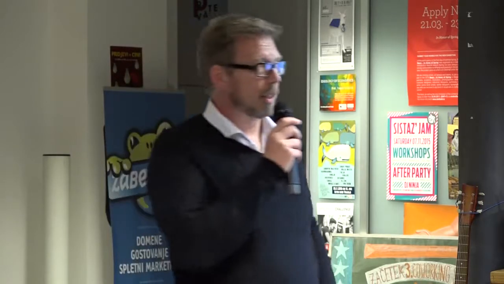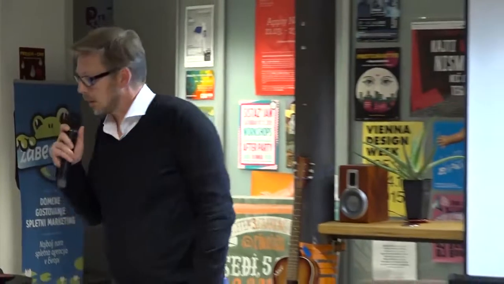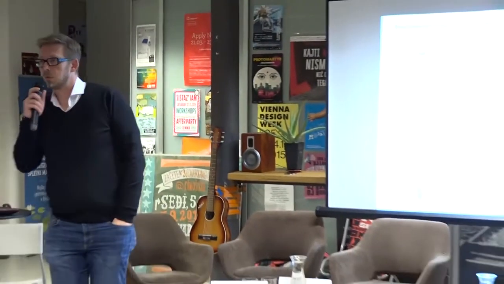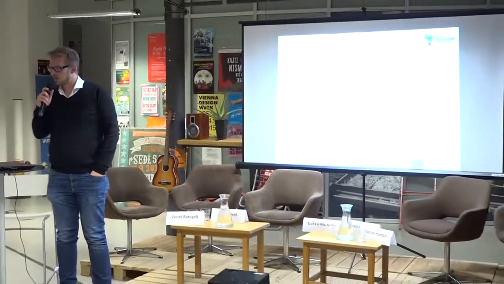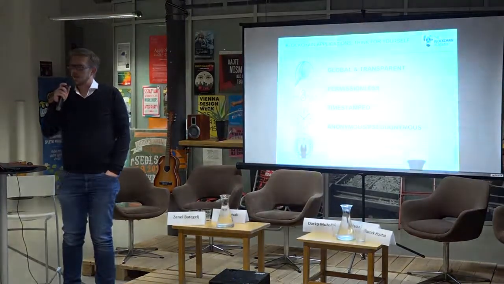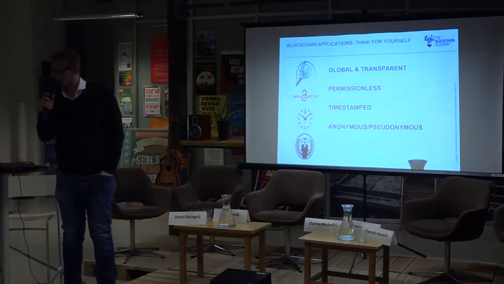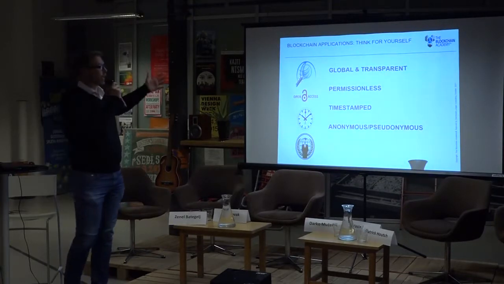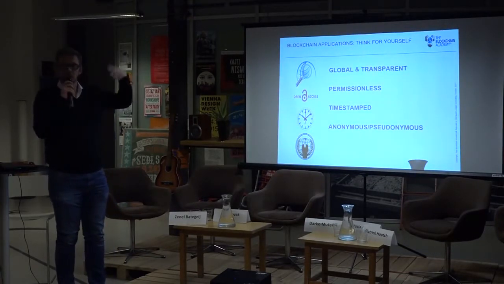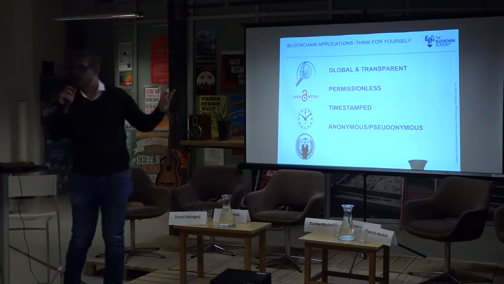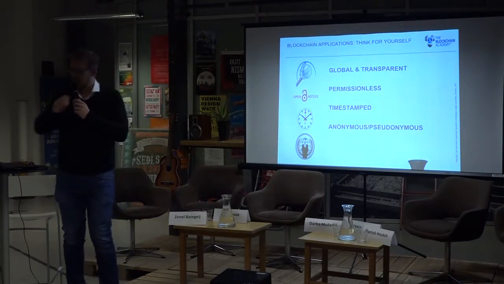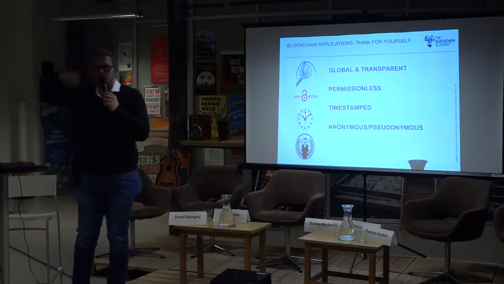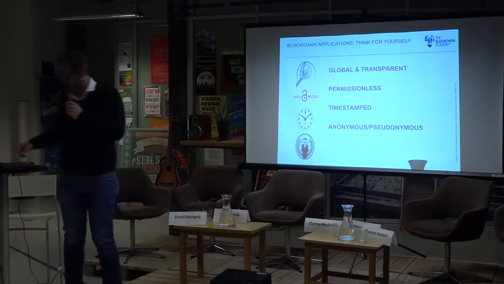Some other characteristics and features of the blockchain. It's global, it's transparent. For the public blockchains, it's permissionless. It's time-stamped. And even though the blockchain is global and transparent, we can exist on the blockchain in an anonymous or pseudonymous way. Okay? So keep in mind all these elements. We're going to play around with them afterwards.